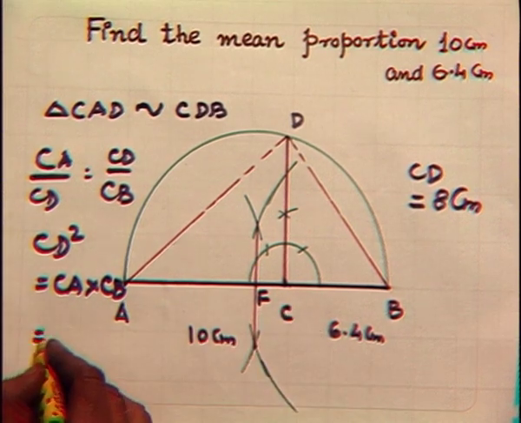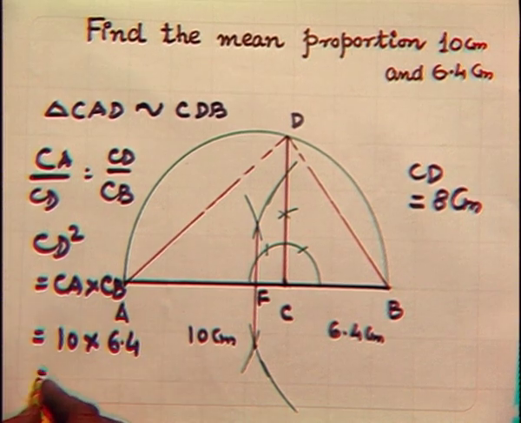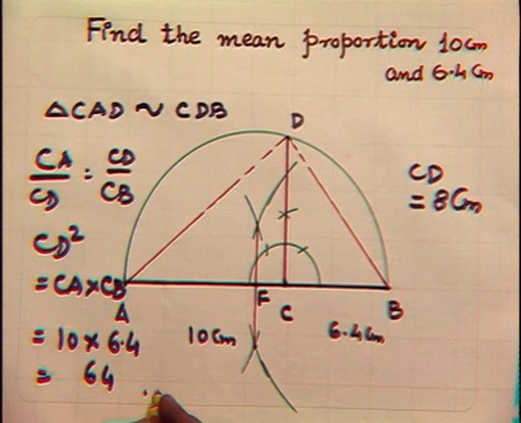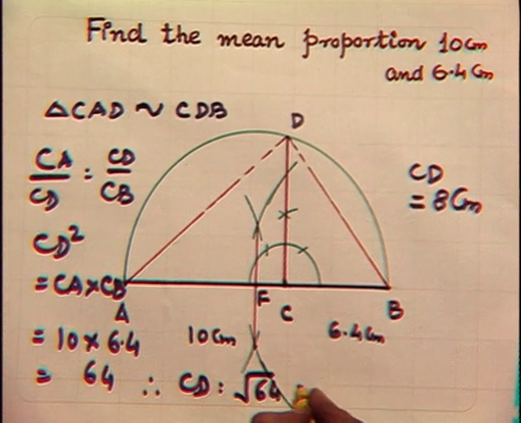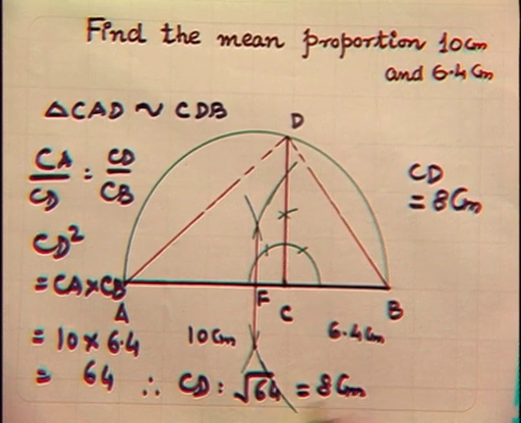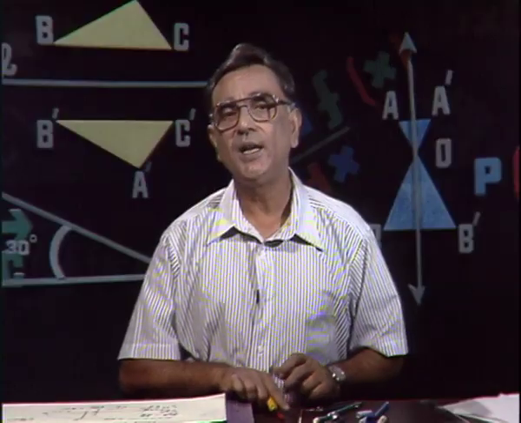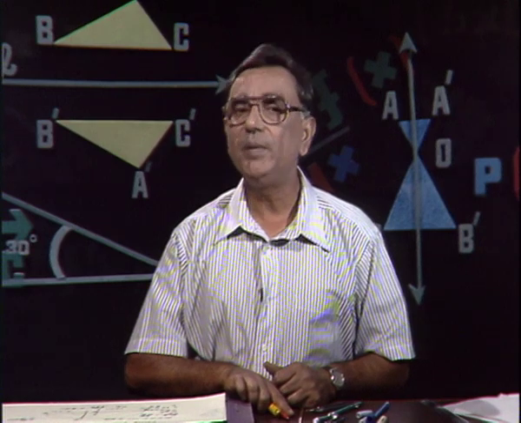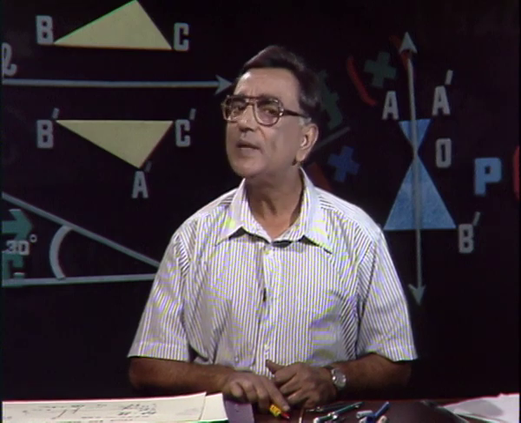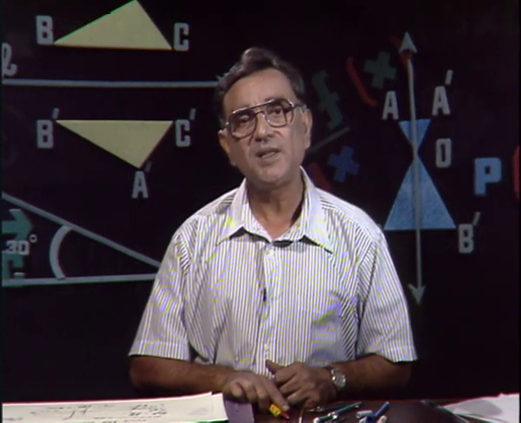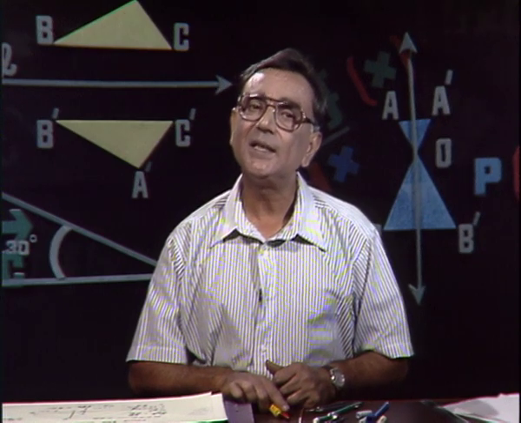Now, CA is nothing else but 10 centimeters into CB is 6.4, and that will be equal to 64, and therefore, CD is root of 64, which is 8 centimeters, and that we have verified by actually measuring it. So, this is the way how we find the mean proportional between given two numbers. And that is all for the day. I hope you must have gathered how to make use of similarity and the basic proportionality theorem to construct some of these constructions.